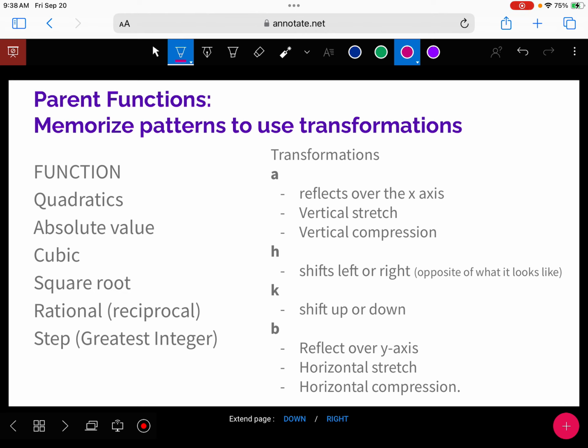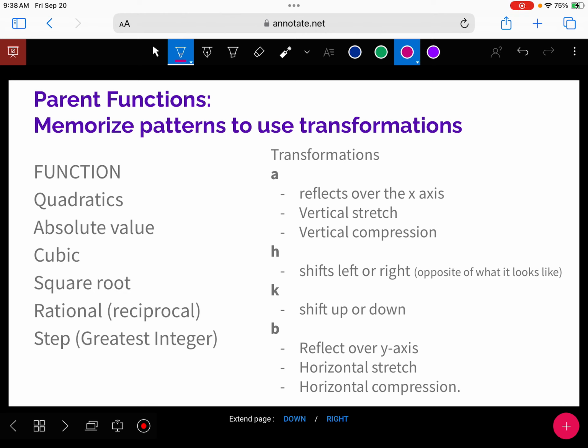A, we know what A does. A, H, and K, we've seen a gazillion and a half times. A is when we can reflect over the x-axis. It can do a vertical stretch or a compression. H does our horizontal shift. K does our vertical shift. We've seen these in algebra 2. We used A, H, and K for all kinds of things.